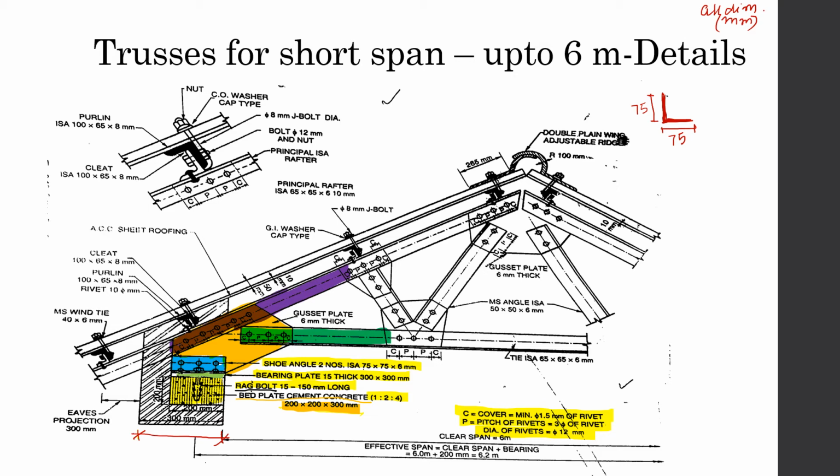So this is the cover distance. This is the pitch. Pitch is the center to center distance between two consecutive rivets or bolts. So this is how they are fixed. That distance, the cover and the pitch, is also determined before. Now I hope you understand how all these things are fixed together.